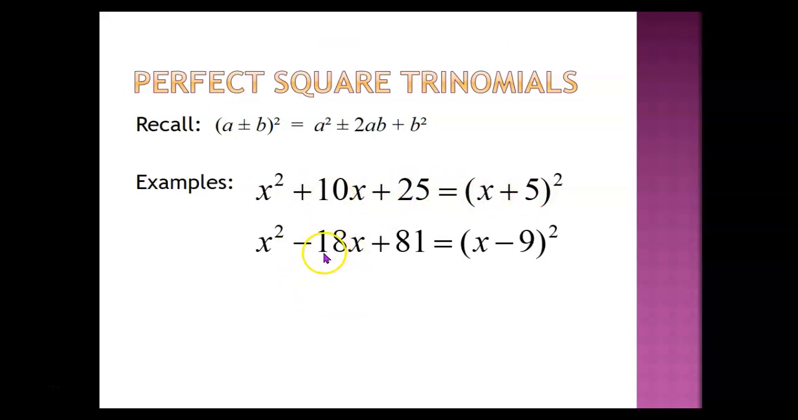Same thing with the second example. The number in front of the x is a minus 18. If you took half of that, that would be the minus 9 here. And then if you square that, that would be plus 81. So if you just knew the negative 18 in front of the x, half of that is the minus 9 that goes here, squared is the plus 81 that goes here.